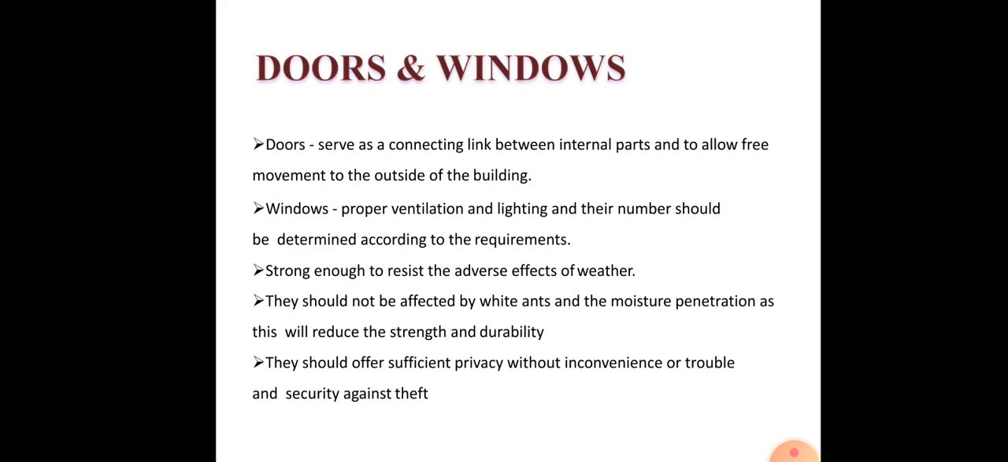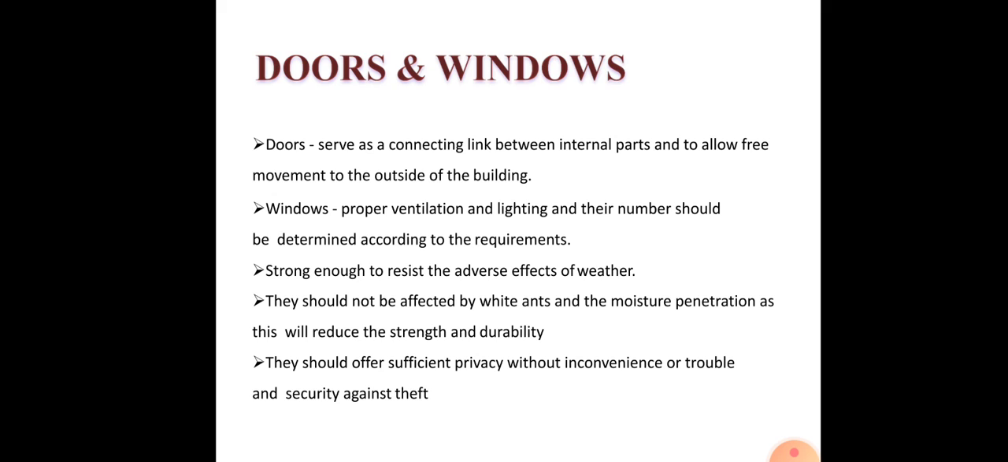Now another component are the doors and the windows. Doors and windows again are important components of a building or a superstructure. We know that the doors act as a connecting link between the internal parts, and also are used to allow free movement of the people who use the building, isn't it? They are mainly provided to give access to the outside of the building as well as to connect the inner rooms of the building. And windows, we know that they are openings provided for the purpose of ventilation, then for providing natural light into the building, etc.